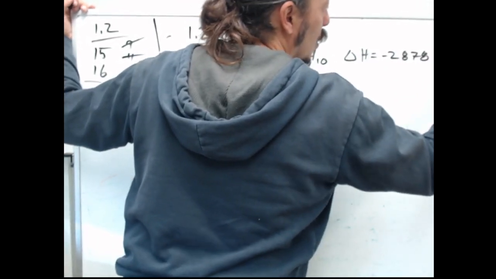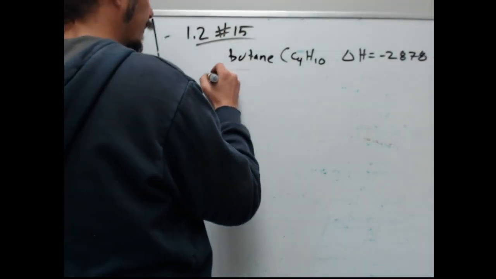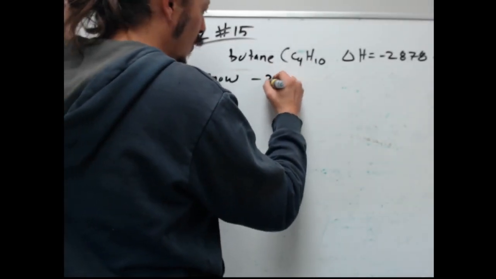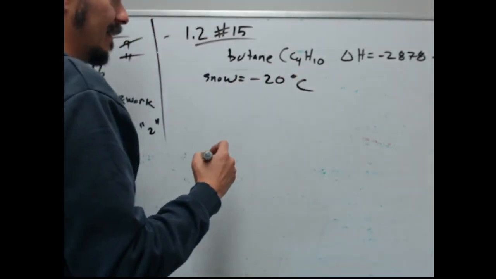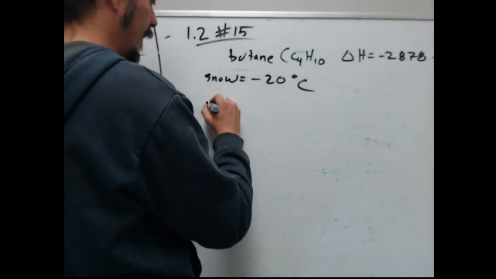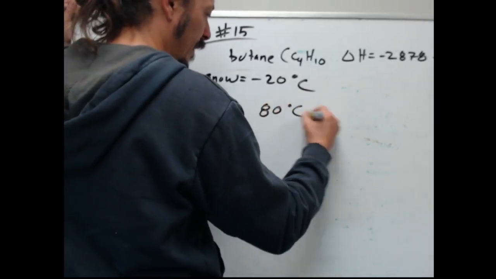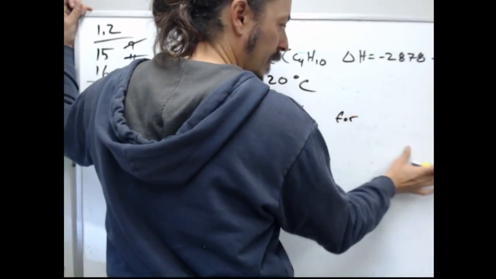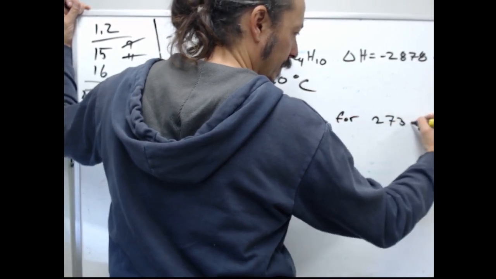And then the initial temperature of the snow is negative 20 degrees Celsius. Negative what? 20, sorry. Okay. And we need 80 degrees Celsius to brew tea. How much heat in kilojoules is needed to turn a cup of snow, or snow into a cup, 273 milliliters of water hot enough to make a cup of tea?